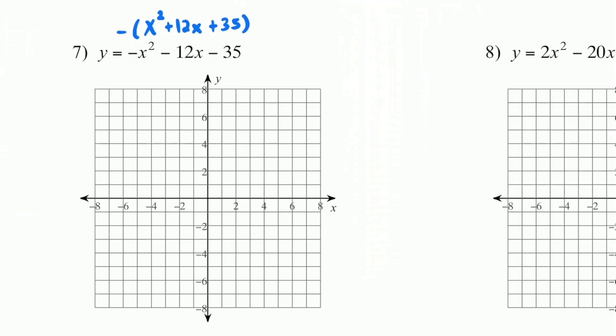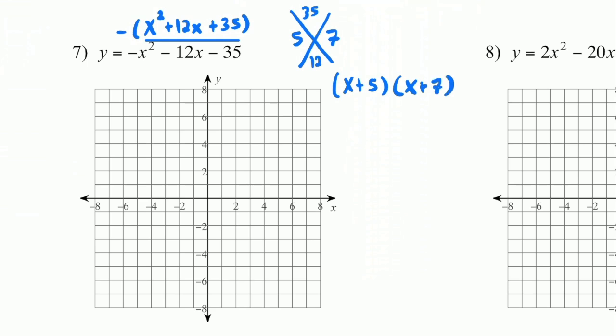And then I'm just going to go ahead and factor this section here. So I'm looking for factors of positive 35 that add up to 12. And that's going to be 5 and 7. So I'll have x plus 5 and x plus 7. I set each of those equal to 0 now. So x plus 5 equals 0, x plus 7 equals 0, and I get x is equal to negative 5 and x is equal to negative 7. So I plot those.